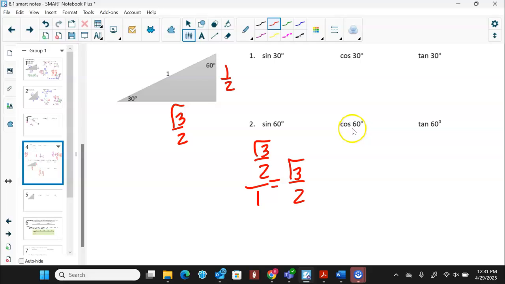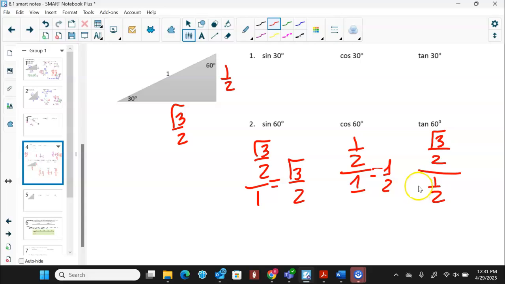Cosine, okay, that's adjacent over hypotenuse. So for 60, the adjacent next to it is 1/2, over hypotenuse. So that's just 1/2. And then once again, tangent is, of course, opposite over adjacent of 60. So opposite is going to be root 3 over 2, over adjacent, which is the one next to it, which is 1/2. Okay, so that means it's keep, change, flip. So we're going to keep this one, we're going to change it, and we're going to flip it. And this is nicely going to cancel out to be root 3 over 1, which is root 3.